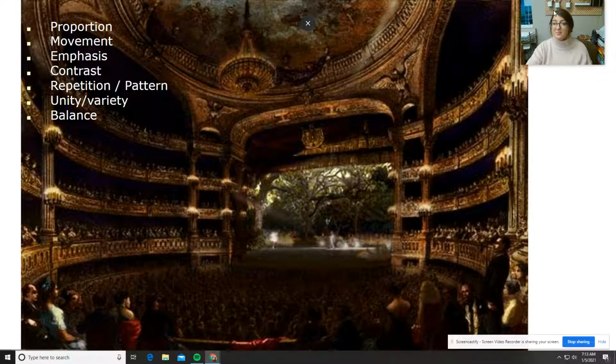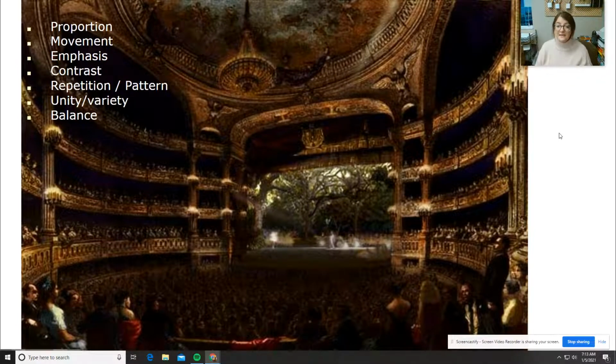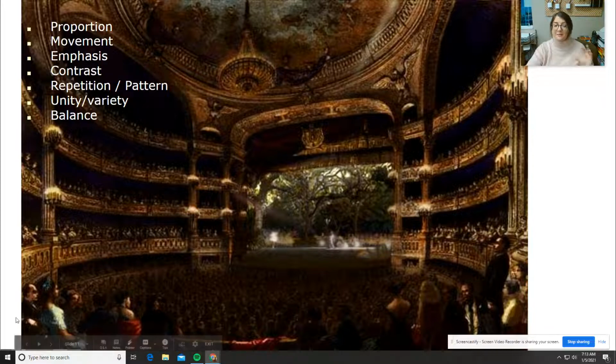Okay, let's take a look at this painting. This painting has all of the principles in it, so let's take a quick look at each of them. It has really good proportion. You can see how things are related to each other in size. You have small people up on the stage, you have bigger people closer up. Those are different proportions.